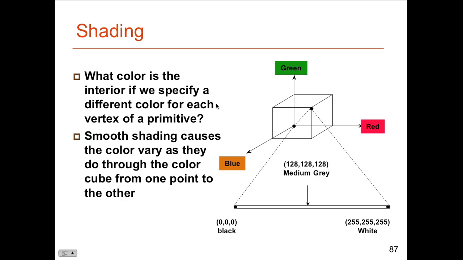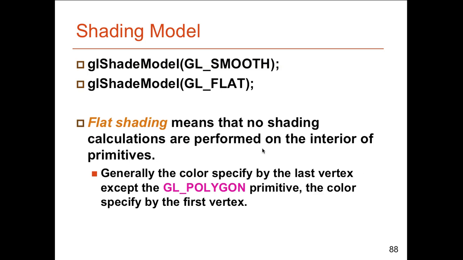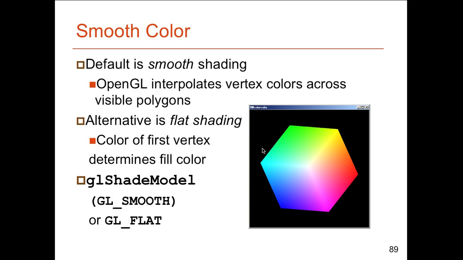Smooth shading causes color to vary as I go through different color cubes from one point to the other. So the shading model is kind of interesting. Shading is actually quite easy. You apply a shading function to it. You can do flat shading. You can do transparent shading. You can essentially do smooth, full object shading, or partial object shading.